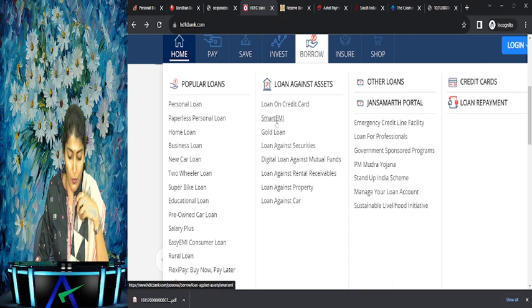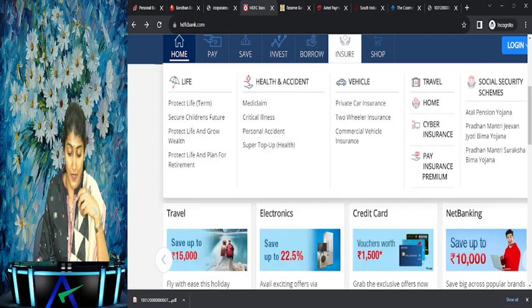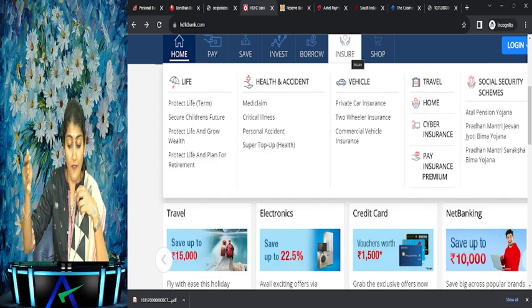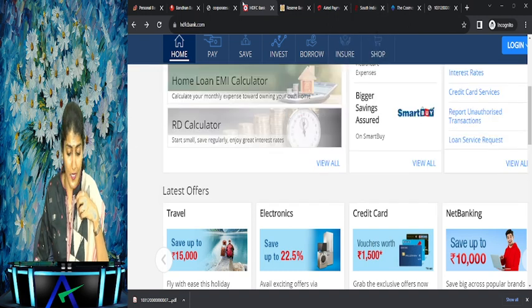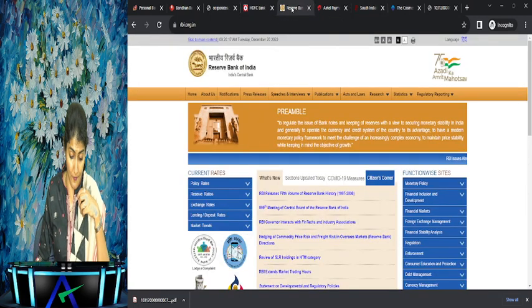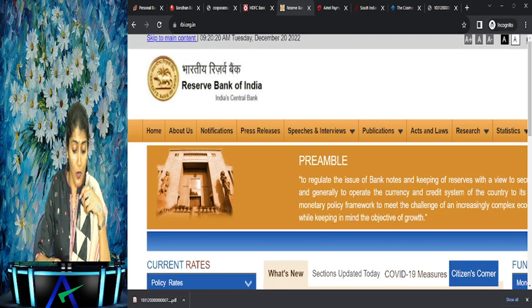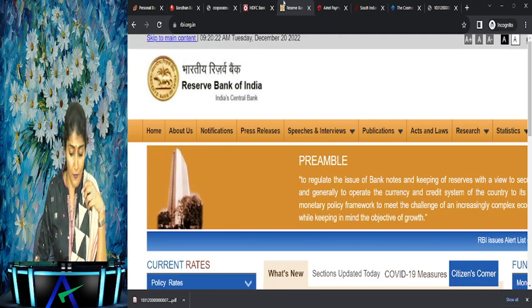So the different loans: loan on credit card, gold loan, loan against security, loan against rental receivable, loan against property, loan against the car, right? Business loan, new car loan, super bike loan, educational loan, salary plus, and so on. And then they also have different types of insurance covers over there, and different smart buy options, right? So that's HDFC. Then obviously the banker to all the banks is the Reserve Bank of India, right?